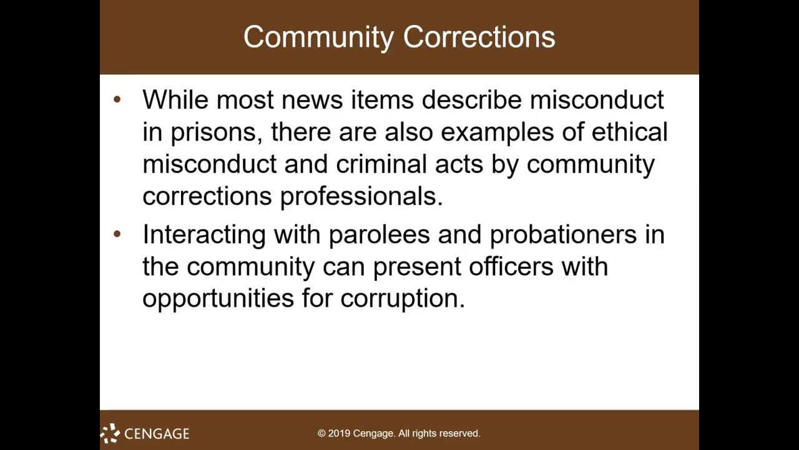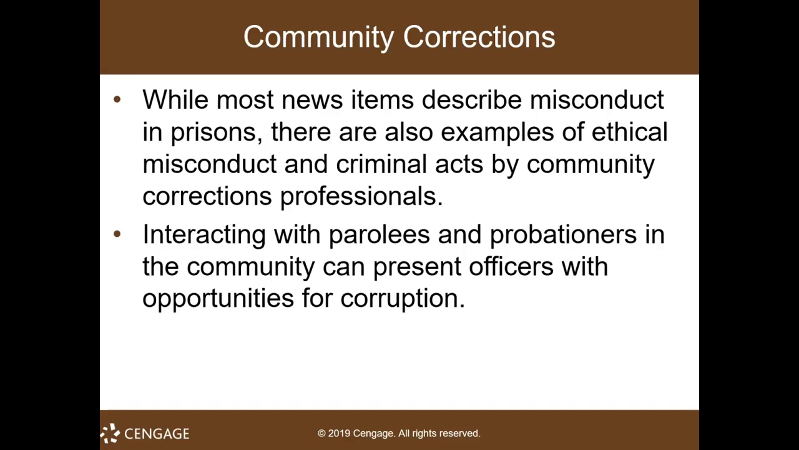And the trouble really with this line of reasoning, besides the fact that it's contrary to that professional's duty, if you will, is that once some are perceived as outside the bounds of professional duties, it's really easy to ignore those duties and the respect for everybody, right? So, again, while most news items describe misconduct in prisons, there are also examples of ethical misconduct and criminal acts by community corrections professionals as well.